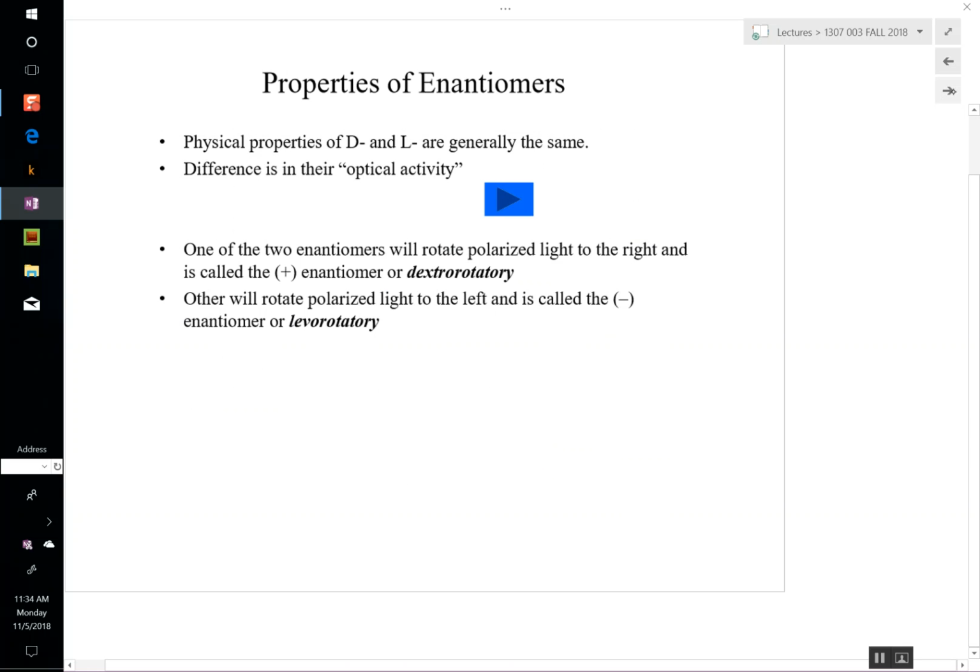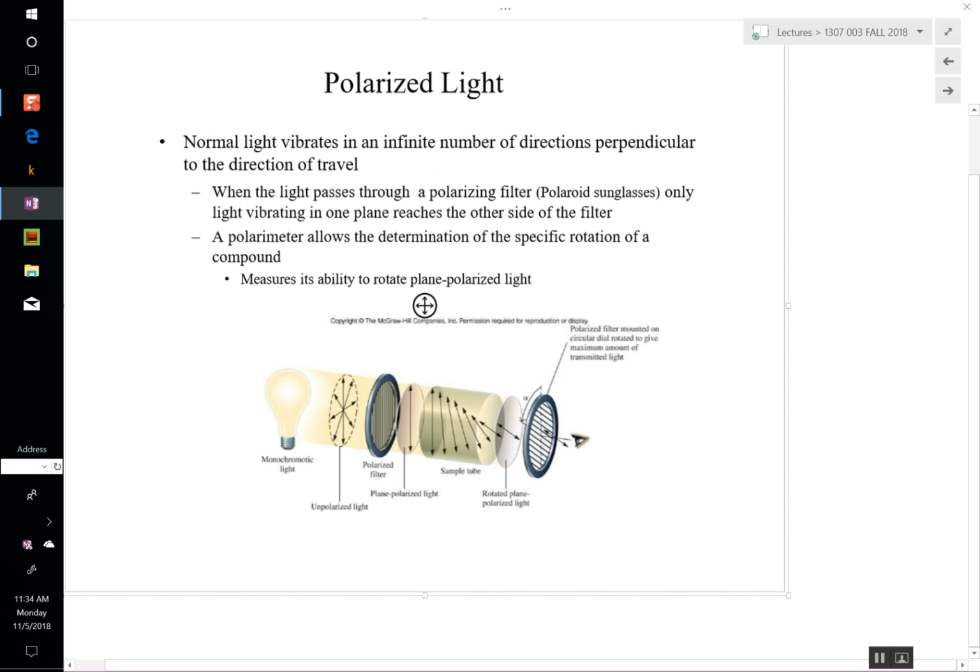The only thing they really do differently is the way they rotate polarized light. I'm sorry, I don't know the order of my slides. We can take D-glucose and say, that's pure D-glucose. It will rotate polarized light in a certain direction, and L-glucose will rotate it in the opposite direction. Clockwise? I'm not sure, to tell you the honest truth. I don't know which one rotates it which way, but one will rotate it one direction, the other the other.